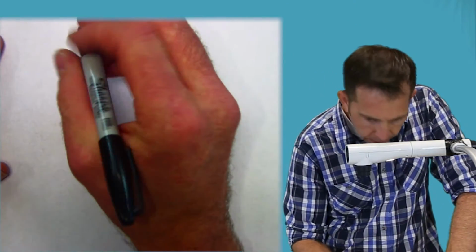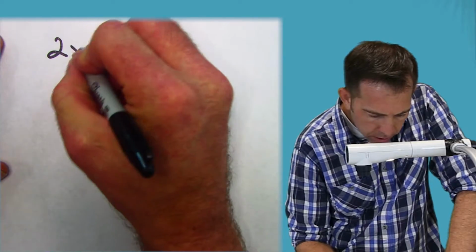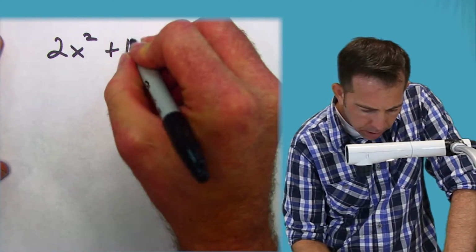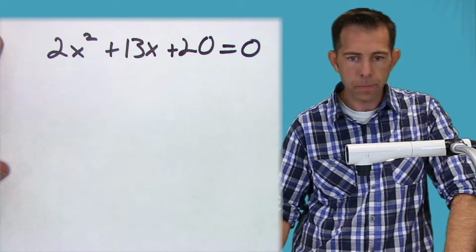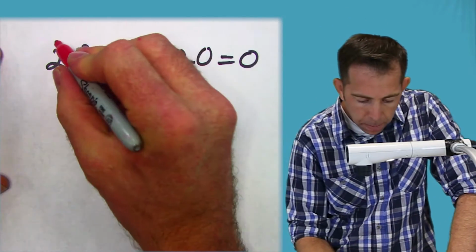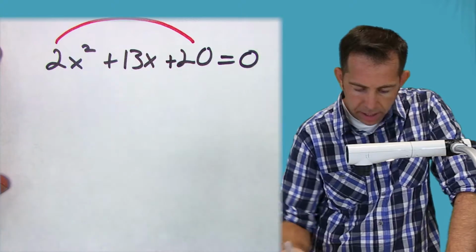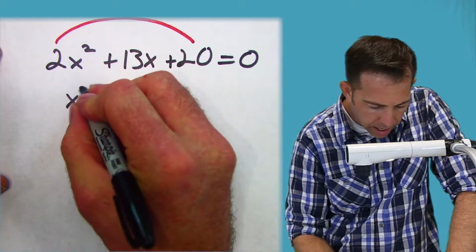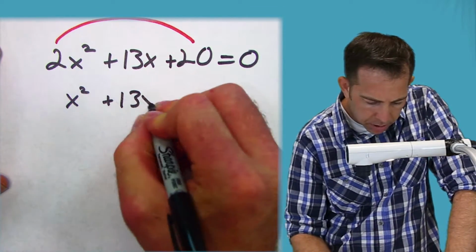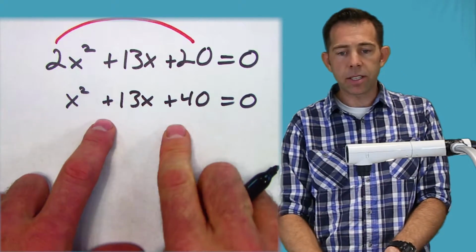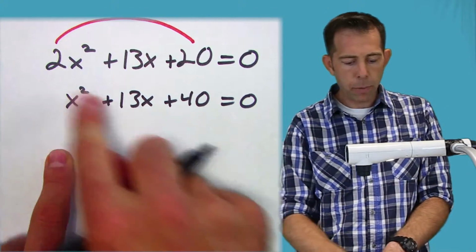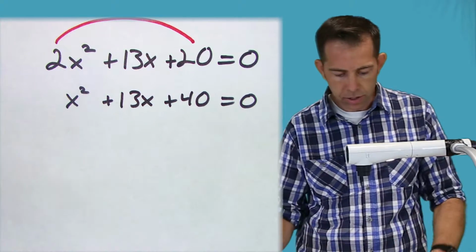All right, so now I'll show you another example where we just work straight through without too much explaining, so you can see it. Start with 2x squared plus 13x plus 20 equals 0. Okay, so again, we're going to multiply our leading coefficient by the constant term and rewrite our new quadratic. x squared plus 13x plus 40 equals 0. Now we're just going to solve this one and then put the 2 back in to each solution.